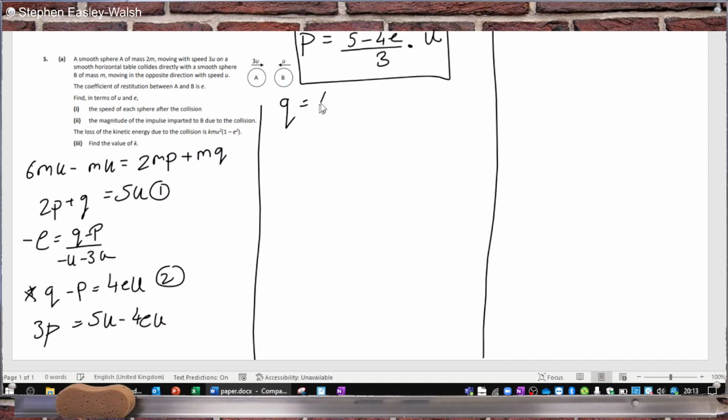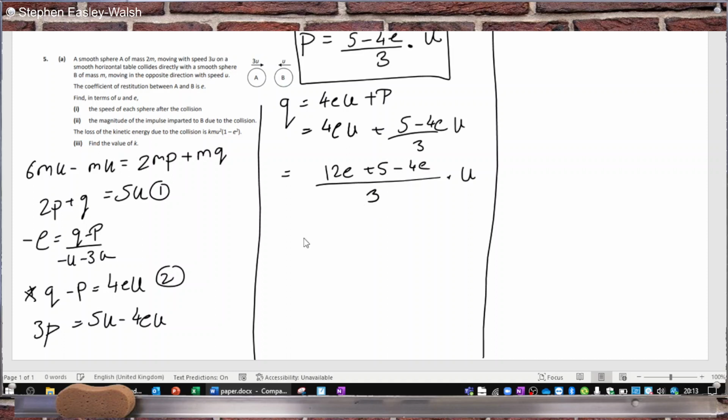q equals 4eu plus p. That's 4eu plus (5 minus 4e) over 3 u. I can take the u out of the whole thing. So that's (12e plus 5 minus 4e) over 3. So that means q would be (8e plus 5) over 3 times u.